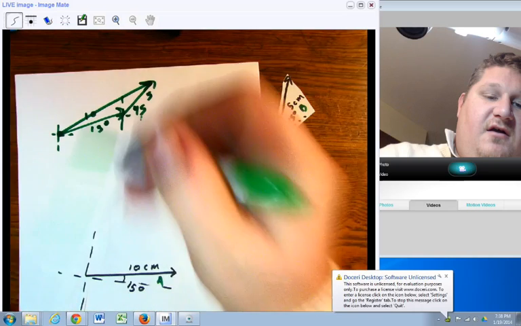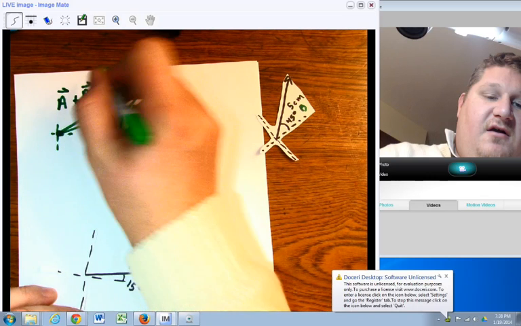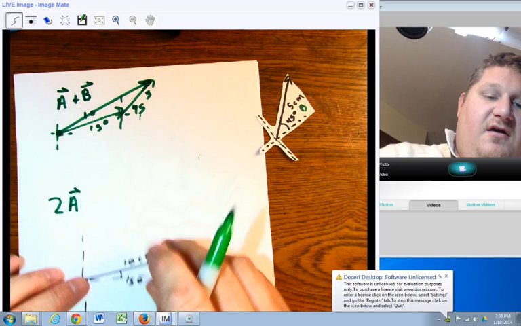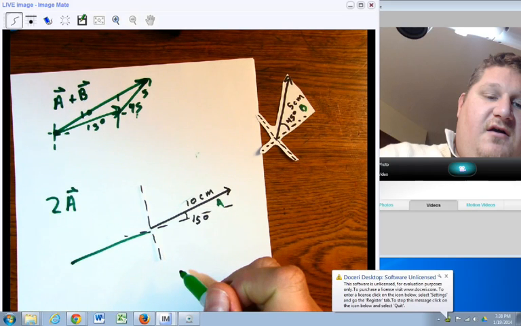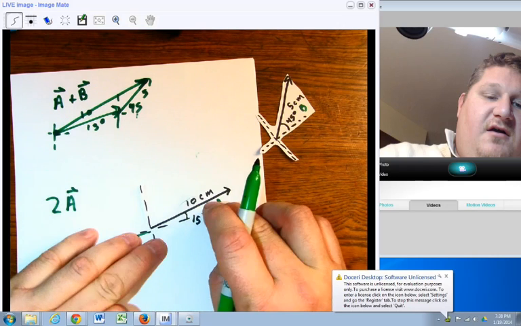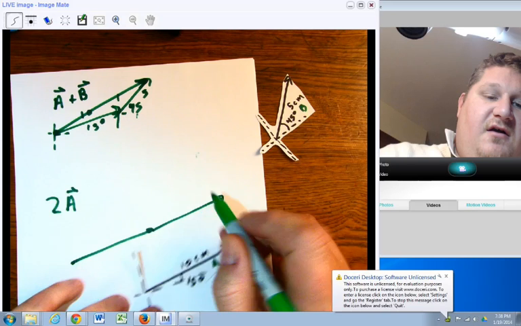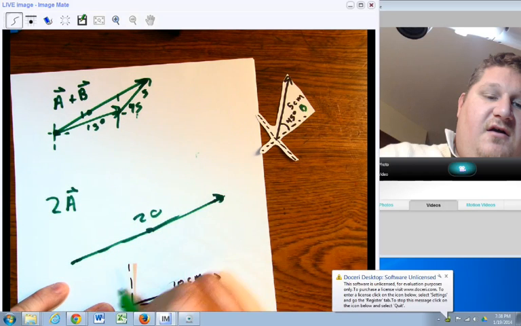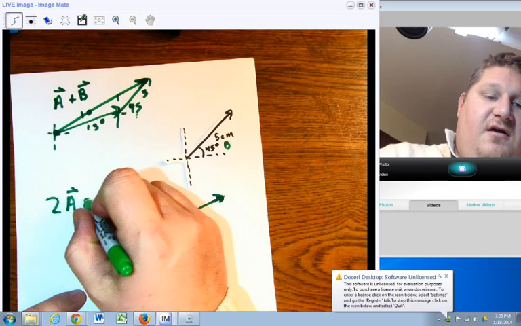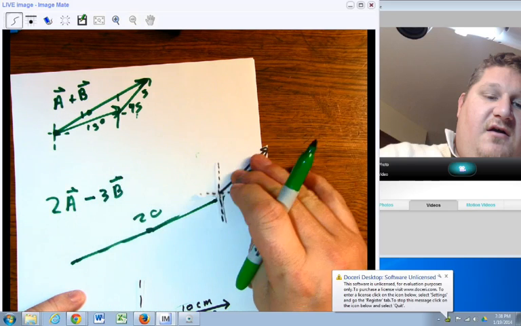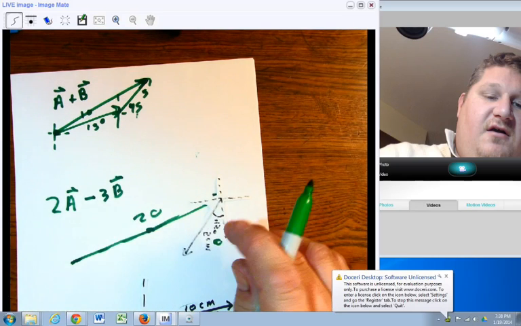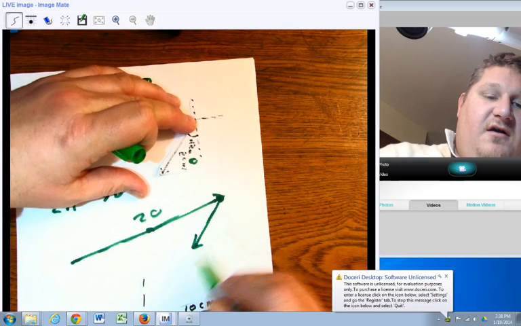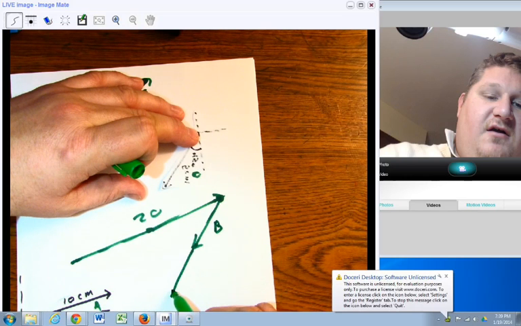Now, I can also do 2A, and 2A would simply be this A plus another A. And of course it would be 20 units in length. And it would all be in the same exact direction. Now if I wanted to subtract 3B, I'm going to simply take this and reverse its direction. And so I have 1B, 2B, 3B.